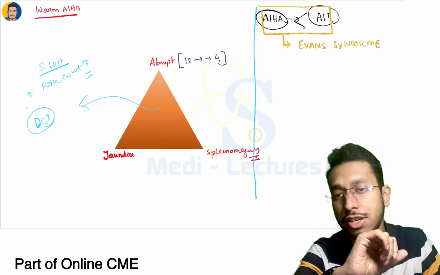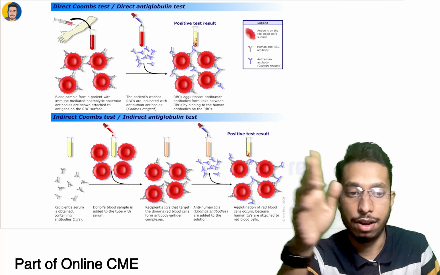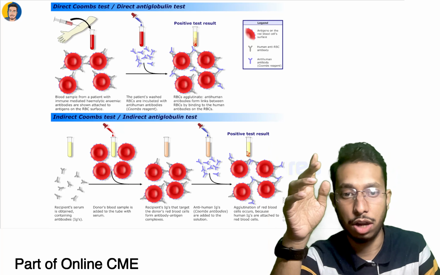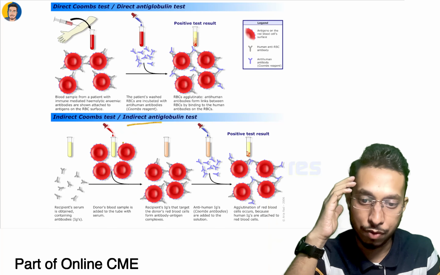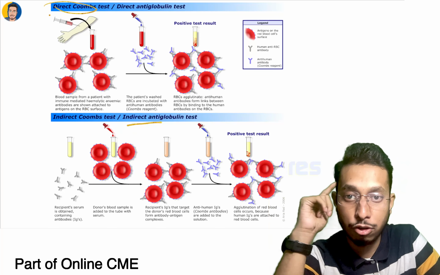Okay, so what is the next step when there is a clinical suspicion of autoimmune hemolytic anemia? It is the direct Coombs test. Now, the Coombs test is of two types: direct and indirect. Direct is for autoimmune, whereas indirect is for prenatal testing during pregnancy or before cross-matching during blood transfusion. This direct Coombs test is diagnostic for both warm as well as cold autoimmune hemolytic anemia.